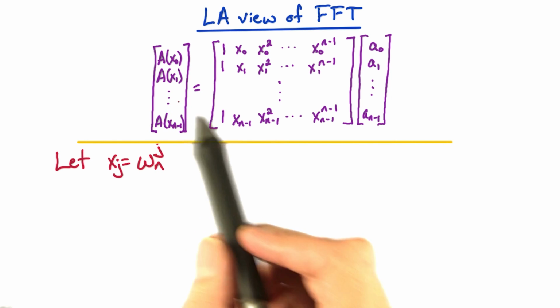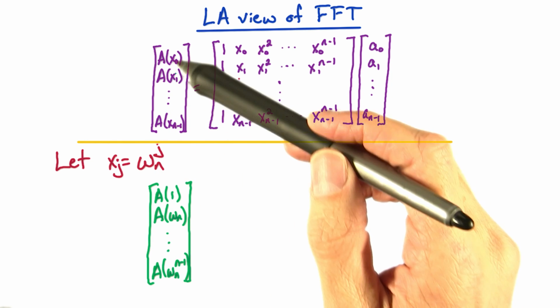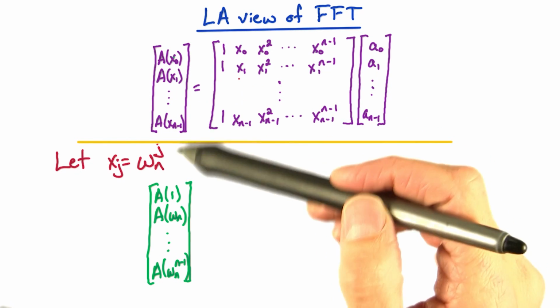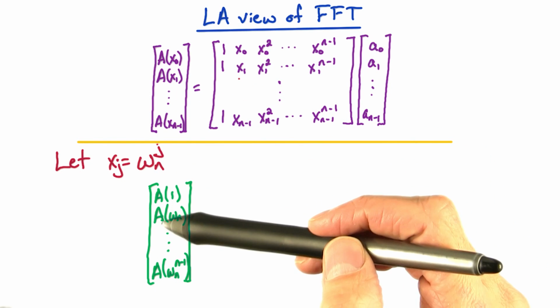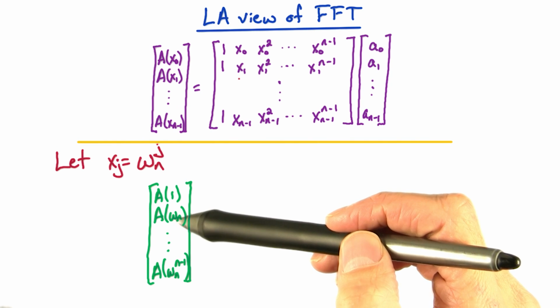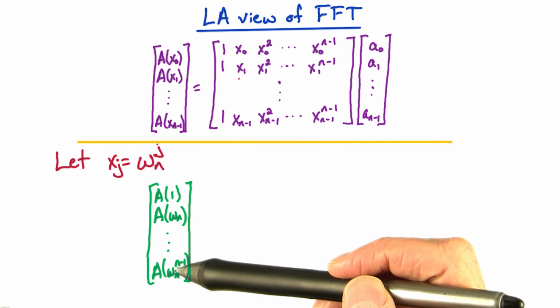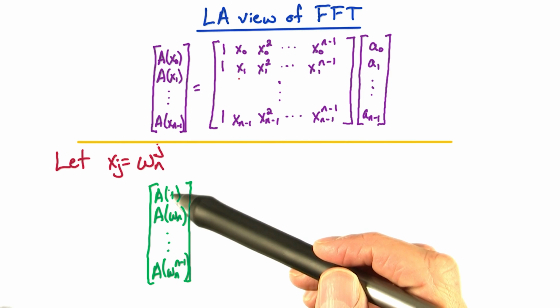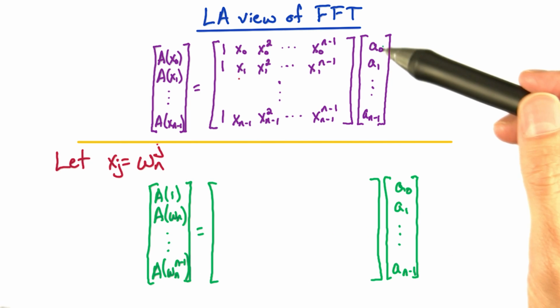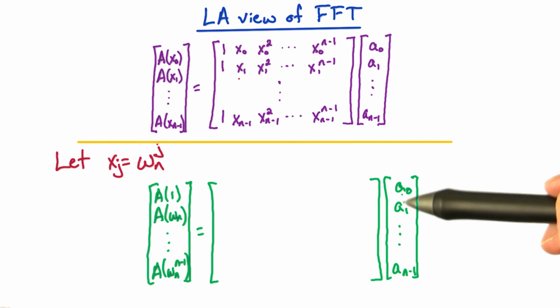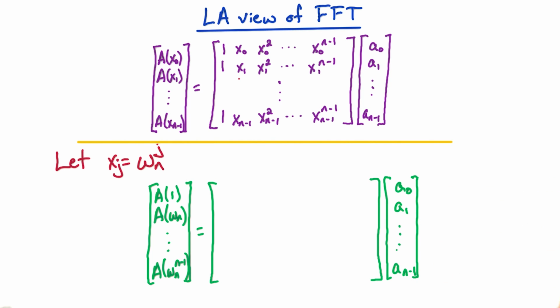Now let's rewrite these vectors and matrices. Replacing these endpoints by the nth roots of unity, we now have A(1), A(omega_n), and so on, up to A(omega_n to the n minus 1 power). So these are the nth roots of unity. This column vector is going to stay the same. It's still going to be the coefficients of this polynomial A(x).